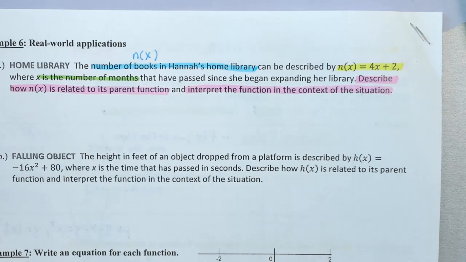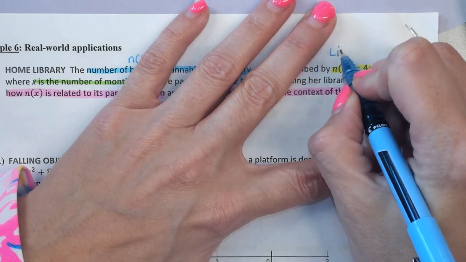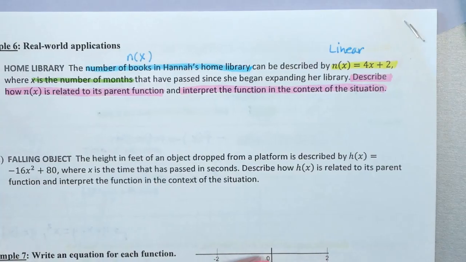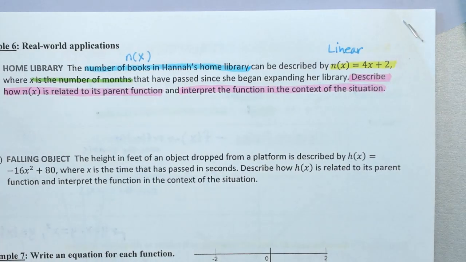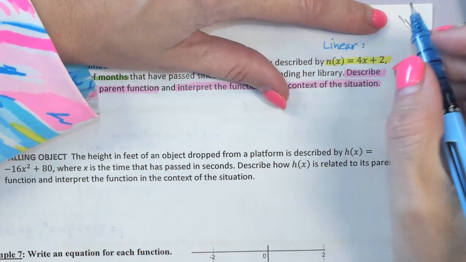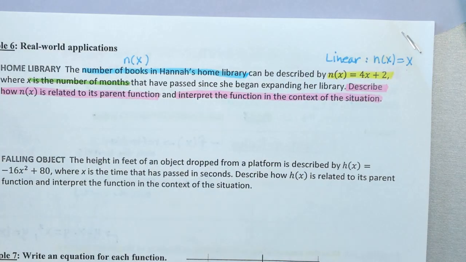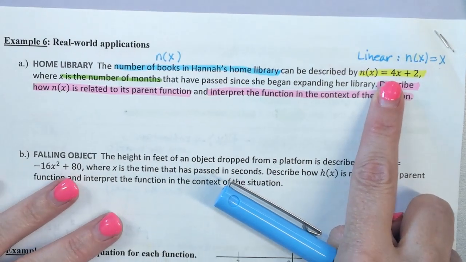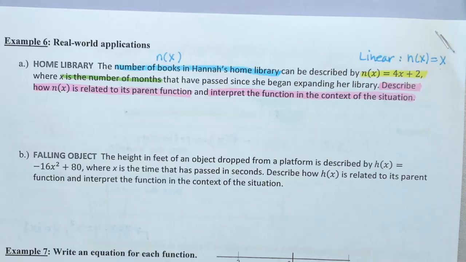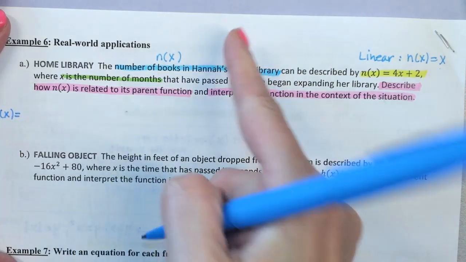Okay, so if we're going to compare this to the parent function, we're going to take a look at this and say, oh yeah, that's a linear function, right? A linear function is y equals x, or if we want to keep it in form with this, we can say n of x equals x. So when we're doing the first step, where we are describing what is happening, we're going to look at these values and think about how they affect the graph. I'm just going to write that over here. You can write it above as well.